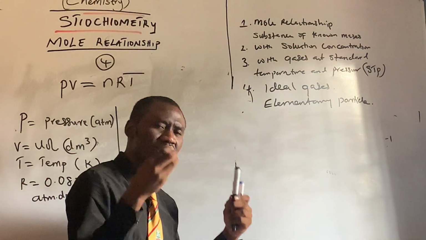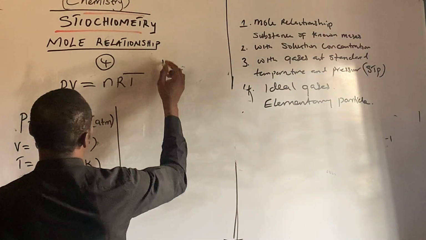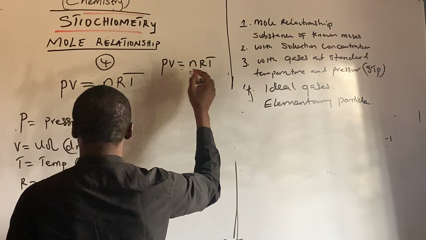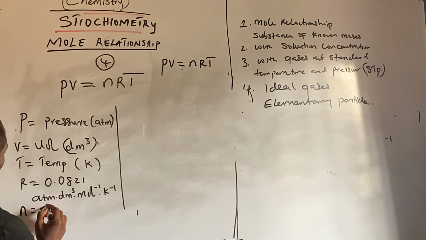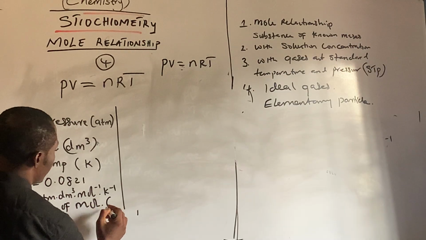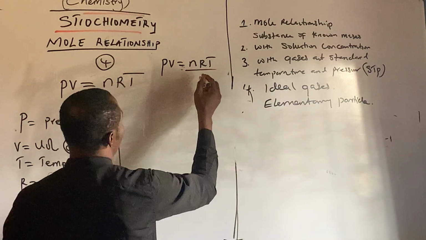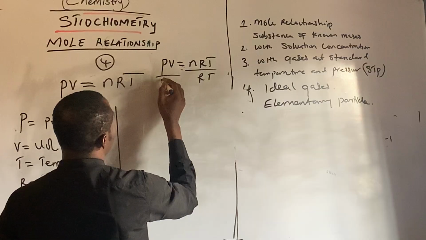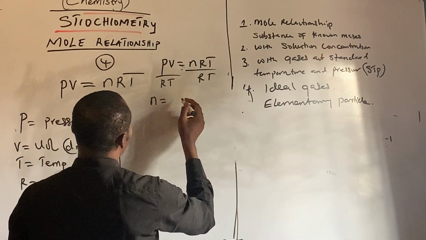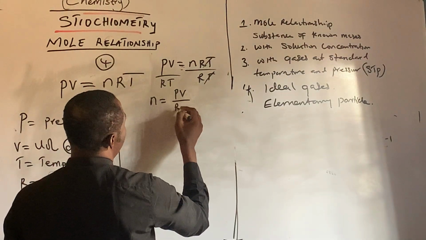All right, so we're looking for mole relationship with ideal gas. Let's make mole the subject of the formula. So I have PV is equal to nRT. I'm dividing by RT, where n is the number of moles, and the unit is mole, correct? I'm dividing by RT. My n is equal to, this will kill this, PV over RT.